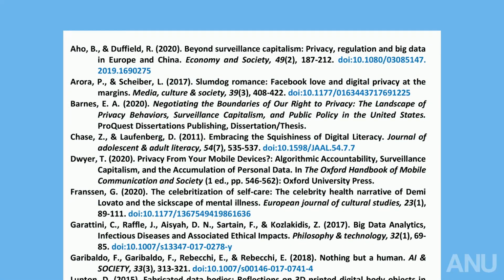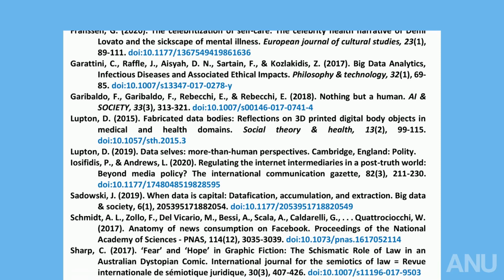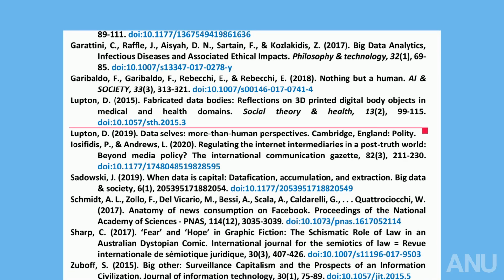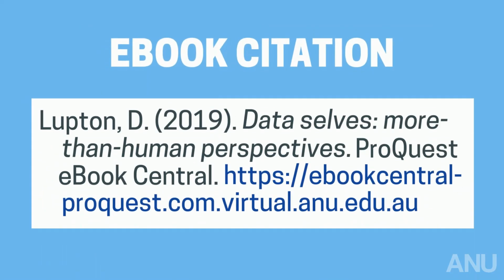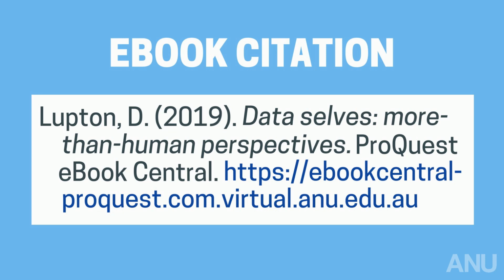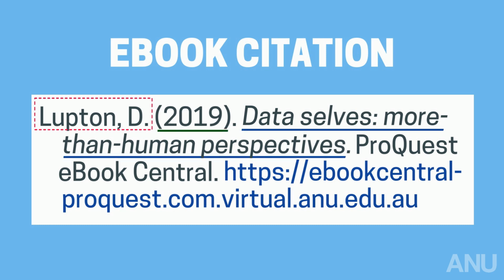Let's look up another in-text citation in the reference list. I'm thinking Lupton 2019. We can see it looks different to the journal article shown before. In this APA reference list example, the author still comes first, followed by the date. The title is next. Note that it is not in quotations because it is the book title, not a journal article or chapter title. Next is the publisher information.